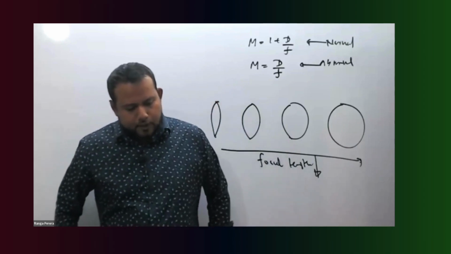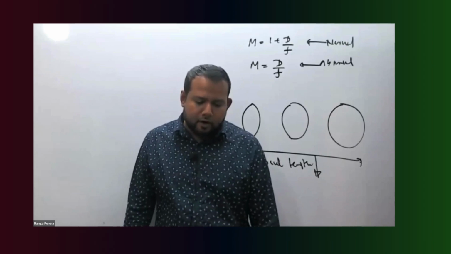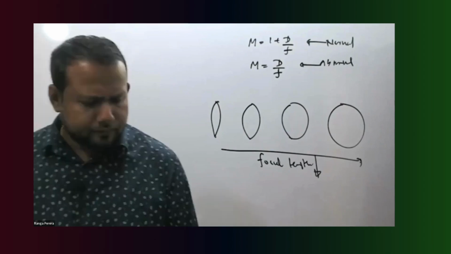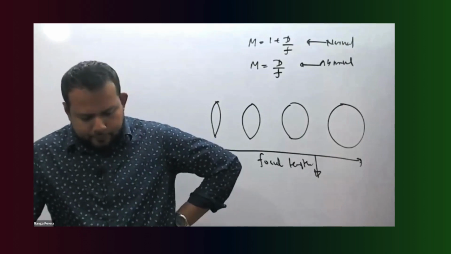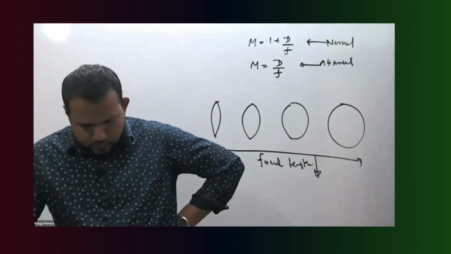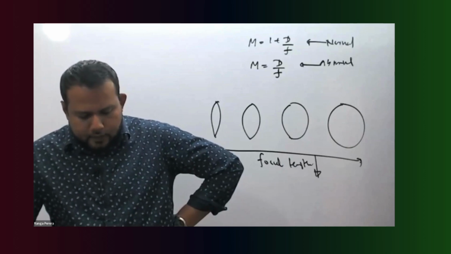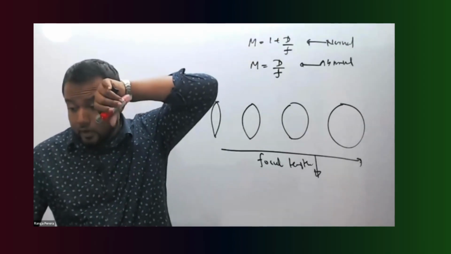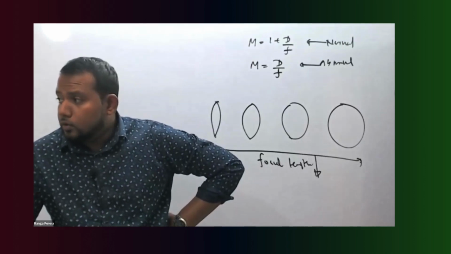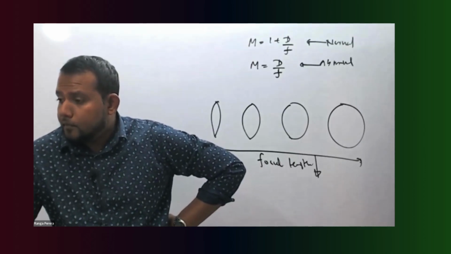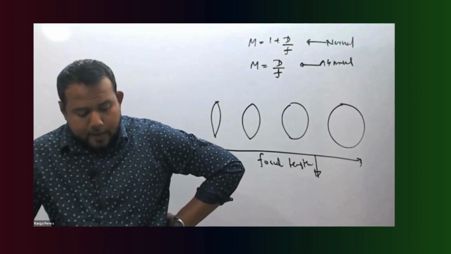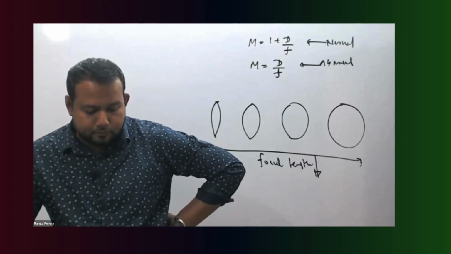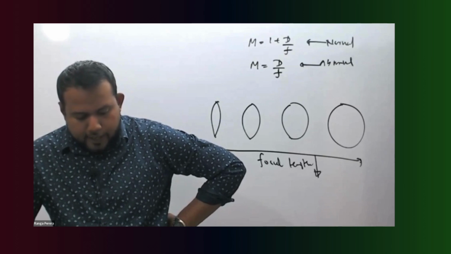Okay, let's move to the section. Put a stand. It follows from both expressions that a short focal length is required to obtain higher magnifying power.